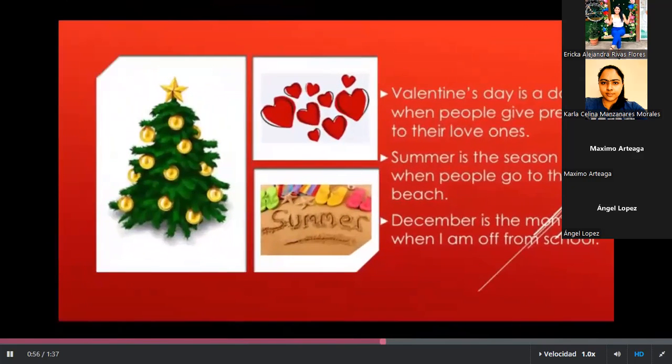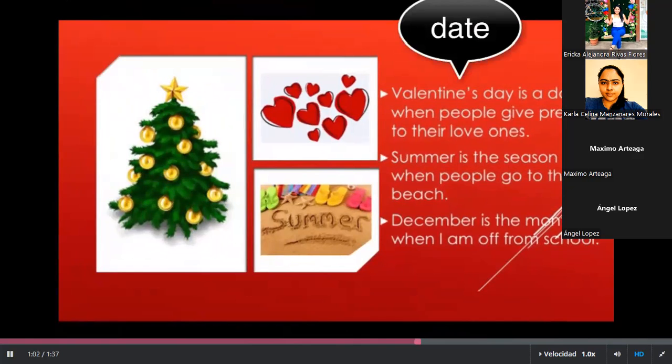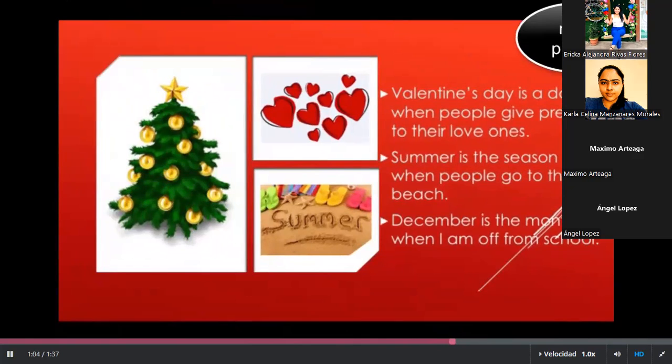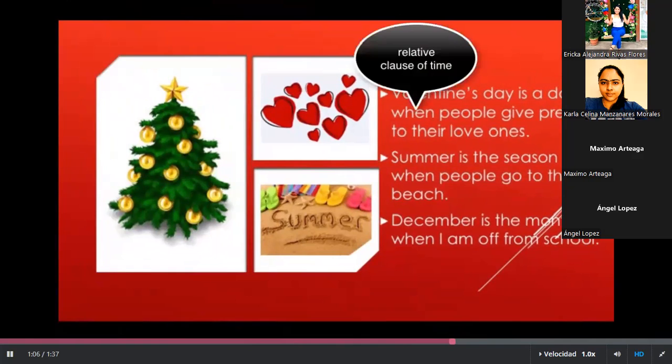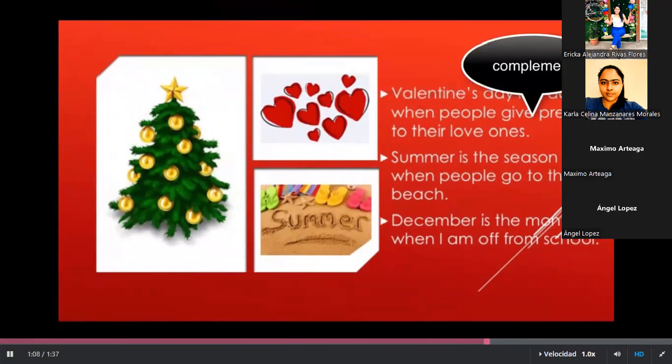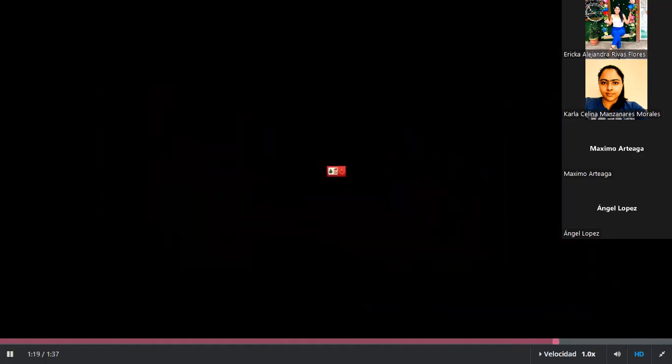If we study the first example, Valentine's Day is a day when people give presents to their loved ones. Valentine's Day is the date, is the verb be, a day, noun phrase, when, relative clause of time. People give presents to their loved ones would be the complement. Go on reading the other examples and try to understand them before you're asked to do the exercises.